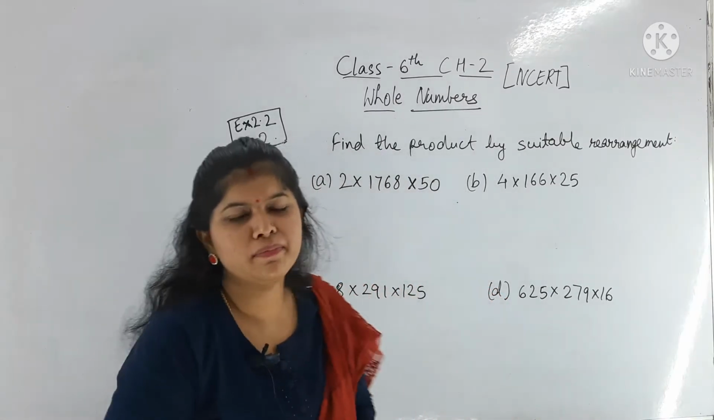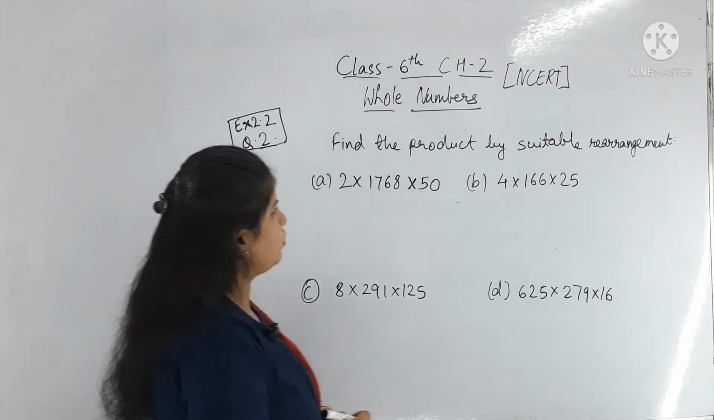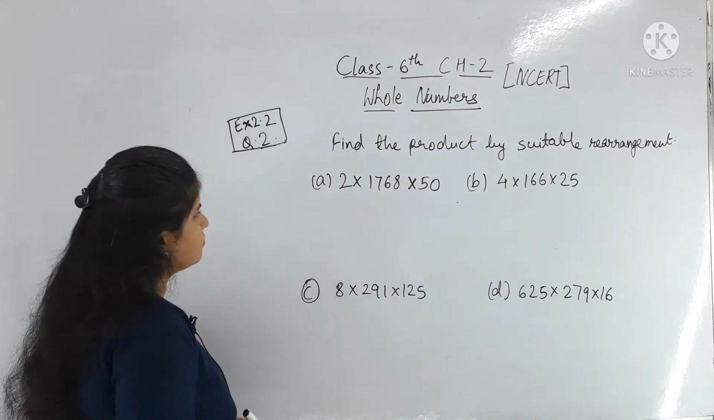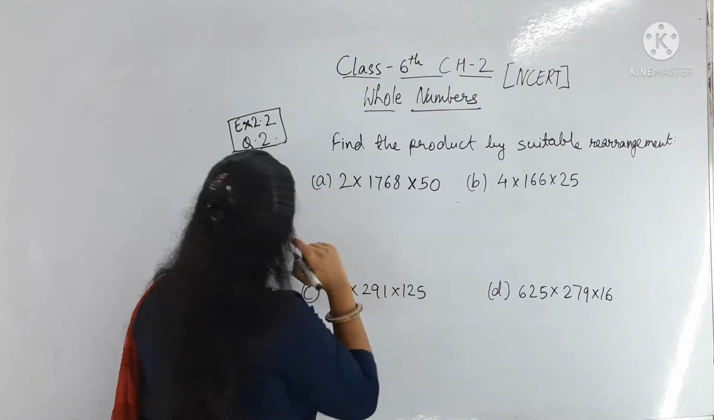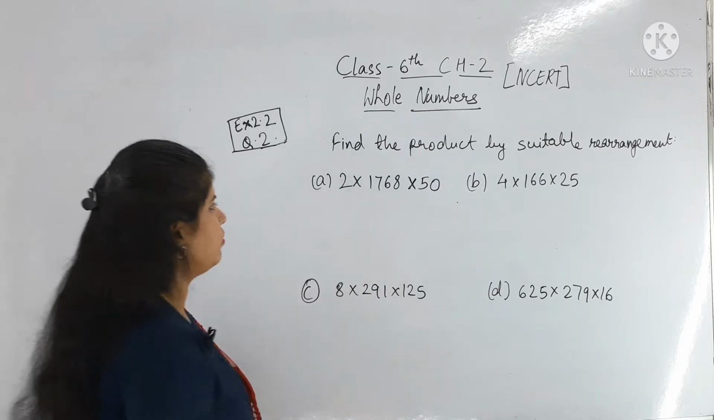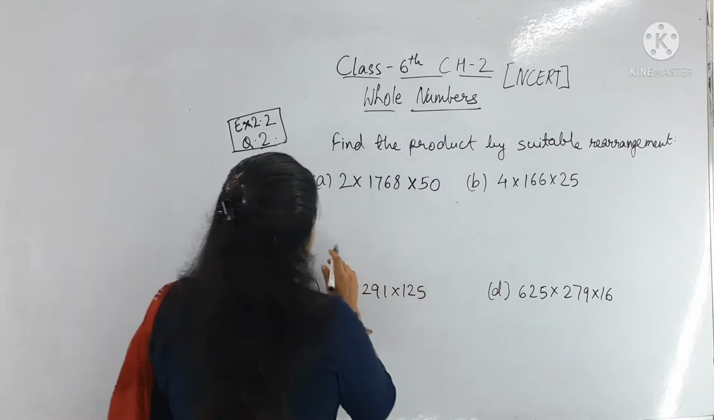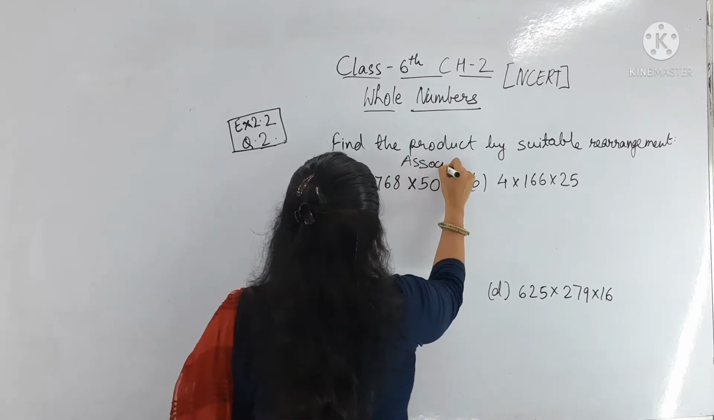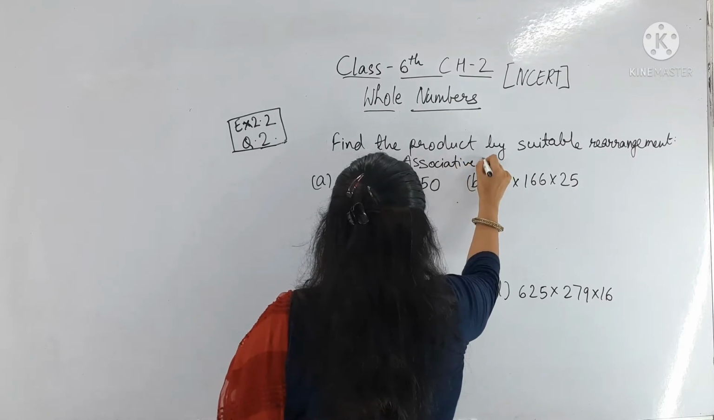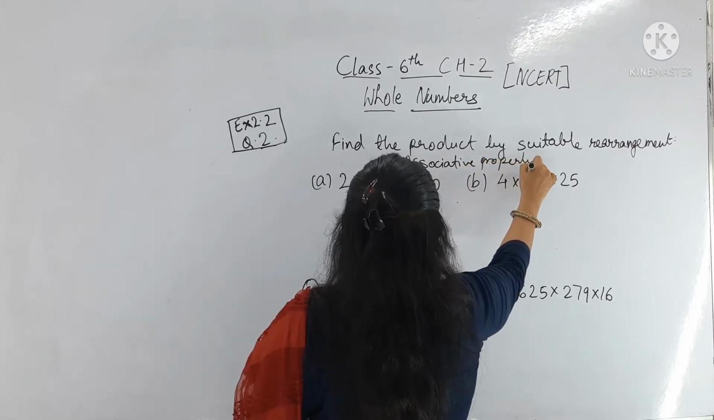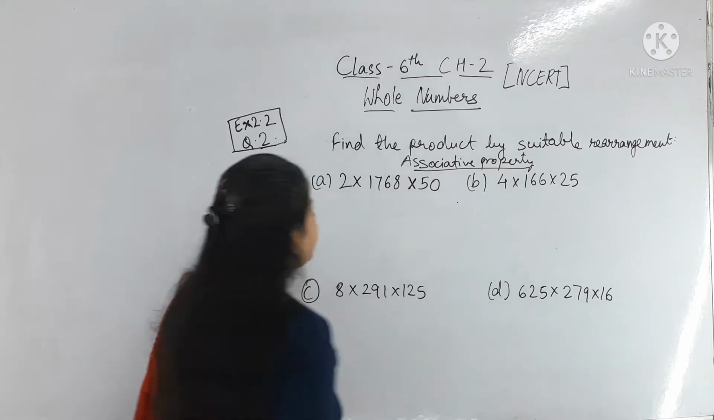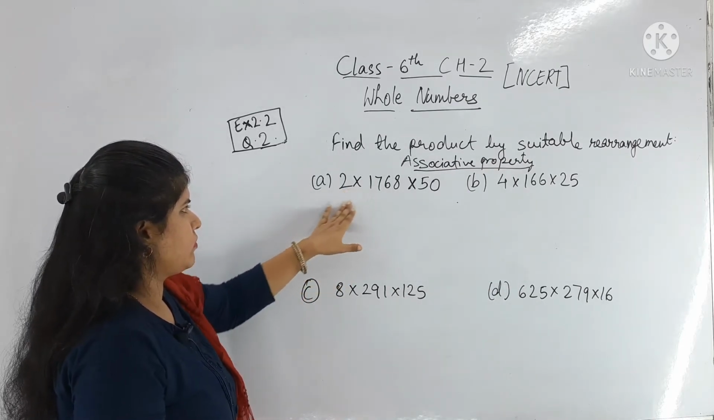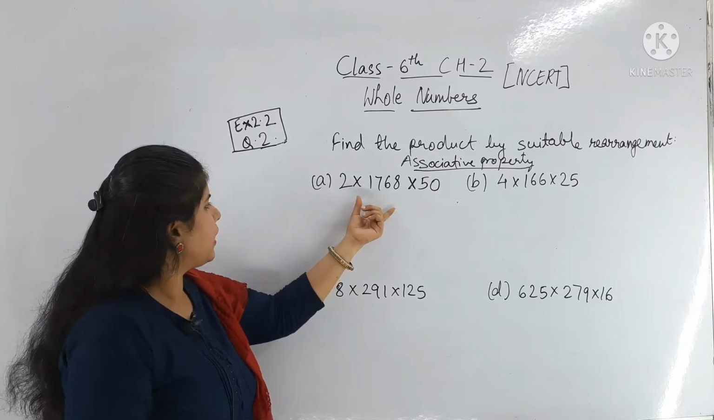Now let's move to question number 2 here. Here in question number 2, we have to find the product by suitable rearrangement. We'll apply the associative property here also. So A into B into C equals A into B into C; this is the associative property in product. So I will rearrange like this, like that.